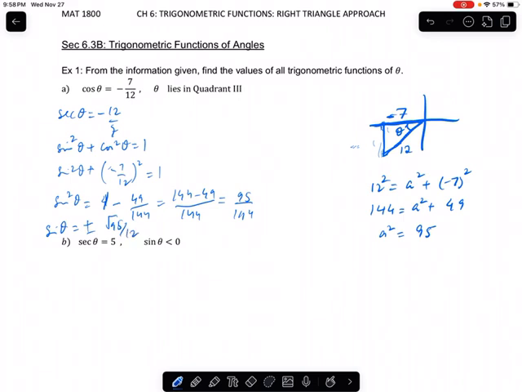Now which value will we pick for sine of theta? Because the terminal ray of theta is in the third quadrant, we will pick the negative value for sine theta. So sine of theta will be negative square root of 95 over 12. So cosecant theta now will be negative 12 over square root of 95.